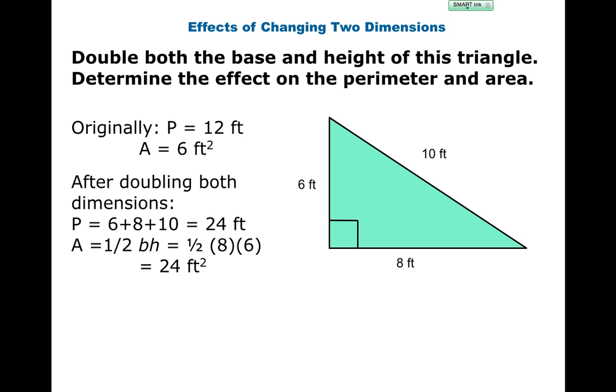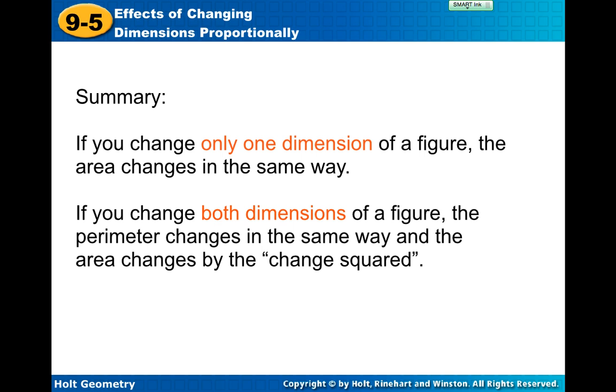So in what we're looking at today, you need to consider, is it changing in 1 dimension or 2 dimensions? Okay, here's a summary. Did I type that on there or do you need to write this down? If you change only 1 dimension of a figure, the area will change in the same way. If you change only 1 dimension of a figure, like only the width or only the height, you won't be asked about perimeter because not everything changes, but you could be asked about the area.